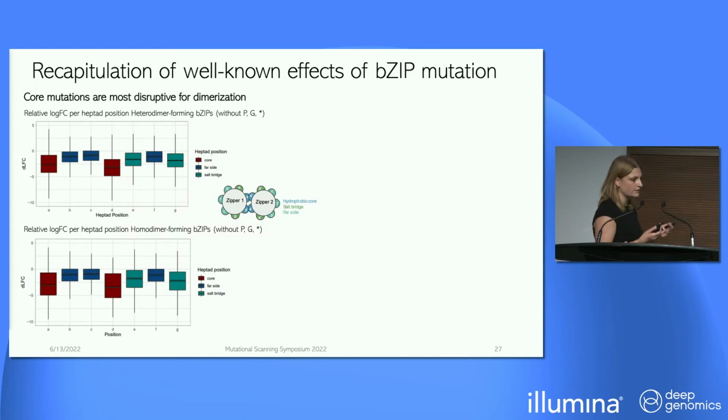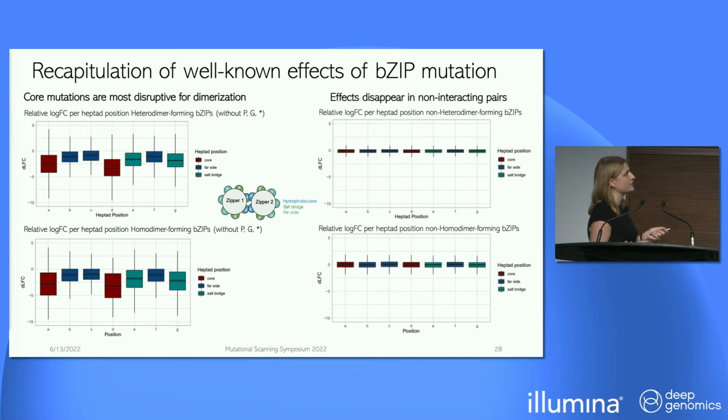Finally, I wanted to look a bit more into these well-known effects of BZIP mutations, to see if our data actually makes sense. And I looked into more of these position-specific effects in the heptad, these core and salt bridge positions, and what effect mutations at these positions would have on interactions, again here for heterodimer and homodimer forming BZIPs. And I removed the proline, glycine, and stop codons since these are not position dependent. And again, you see that these core mutations are really those that are most disruptive for the dimerization, while the solvent-exposed ones are least.